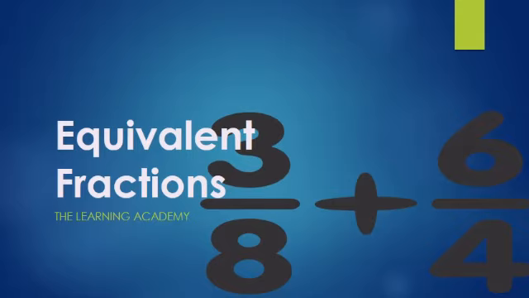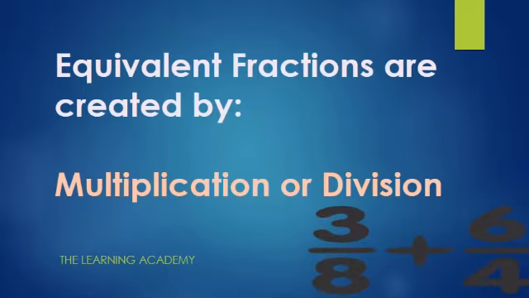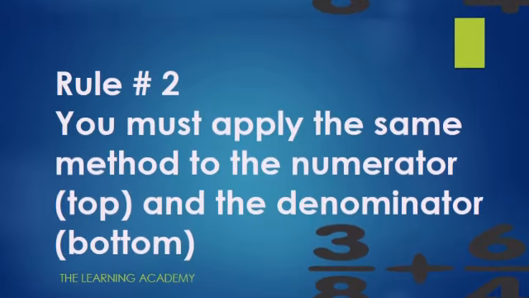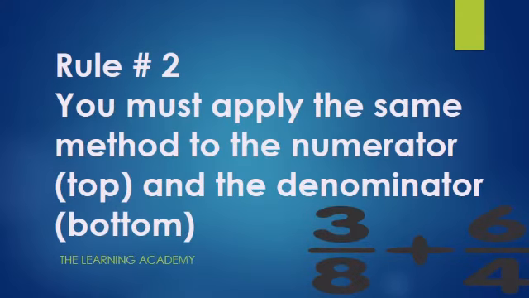Rules for equivalent fractions. You create equivalent fractions by dividing or multiplying. You must use the same number to divide or multiply the numerator and the denominator. Never add or subtract. Division is the opposite of multiplication. For example, we will use a half. We will use both signs to show how to create the equivalent fractions.